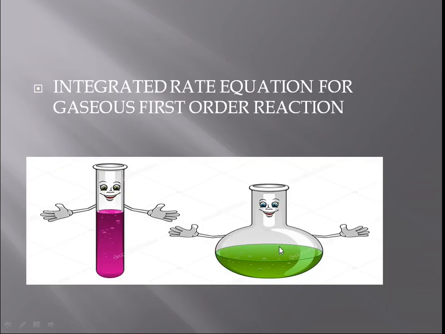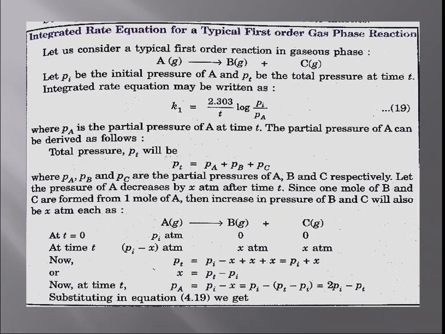So dear friends, this is the integrated rate equation for gaseous first order reaction. Now suppose this is a typical example of a gaseous first order reaction, where a reactant A, which is present in gaseous state, converts into two products B and C. Both products are also present in gaseous state.